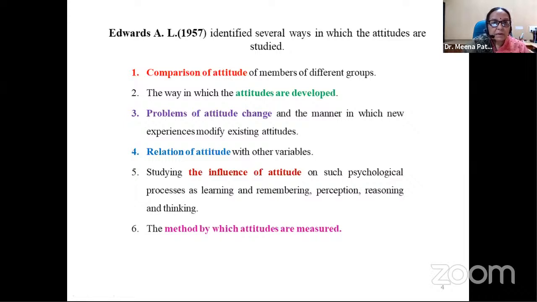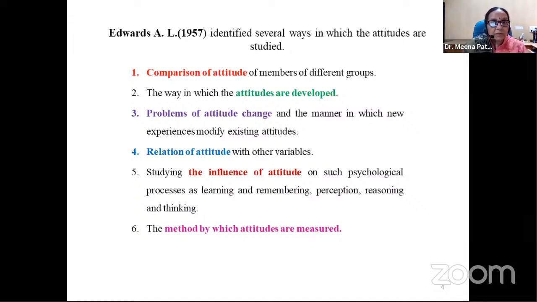Edwards in 1957 identified several ways in which attitudes are studied. Number one, comparison of attitudes of members of different groups. You can compare the attitudes of members.